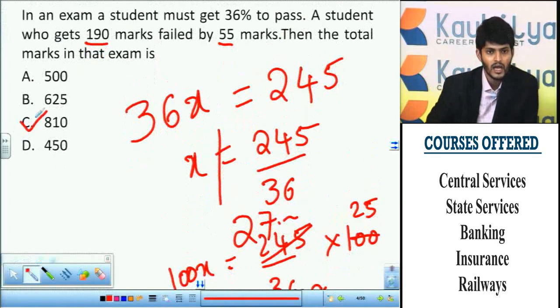So that is how I am going to do a lot of problems with approximations, even though I may not get the exact answer.